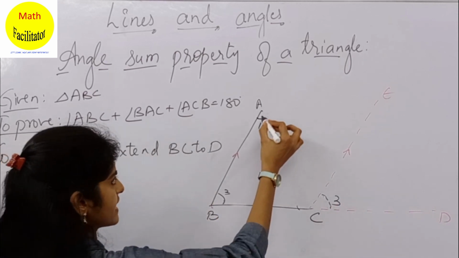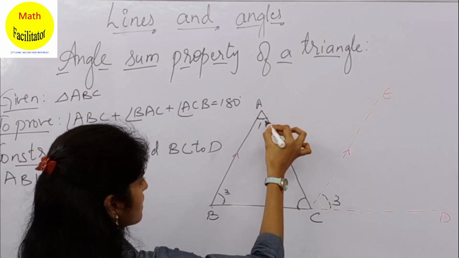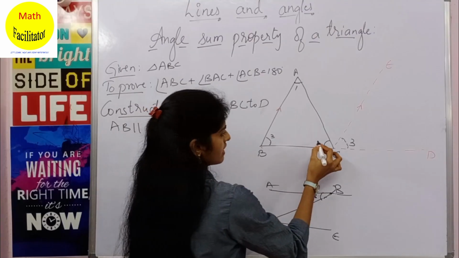Now let me again redraw this. So this was B, C. Angle 2.